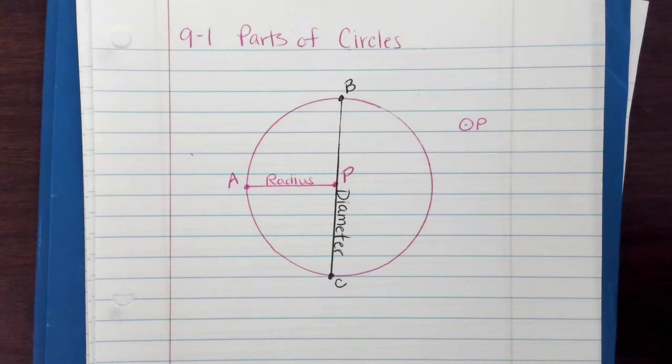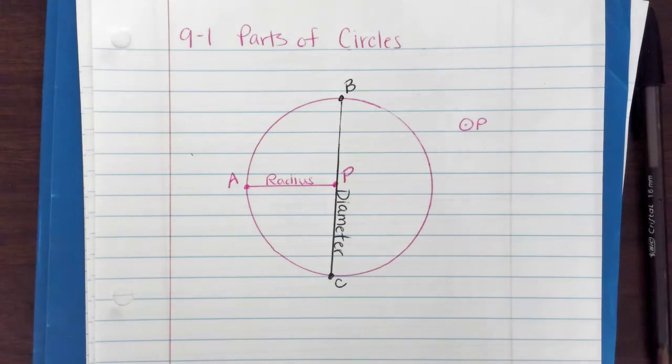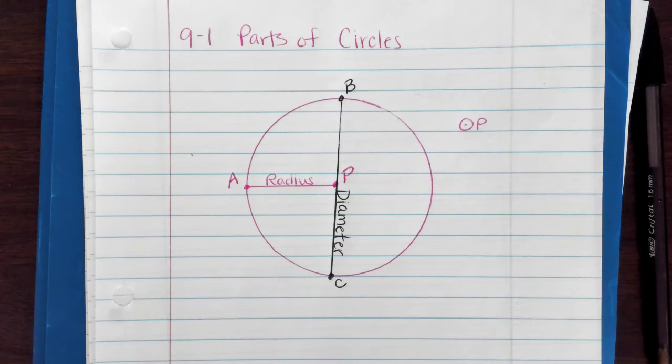The next vocabulary term that you will see is called a chord. A chord has two endpoints, is a segment that goes through the circle with both endpoints on the circle, but does not go through the center.